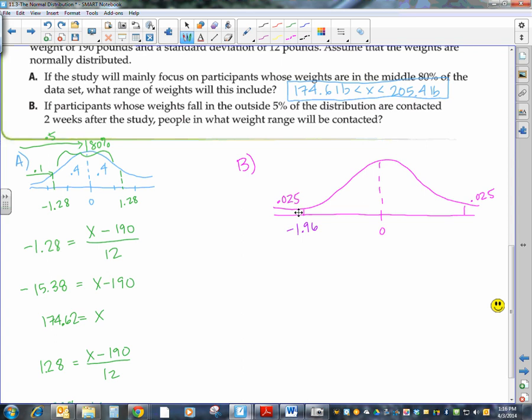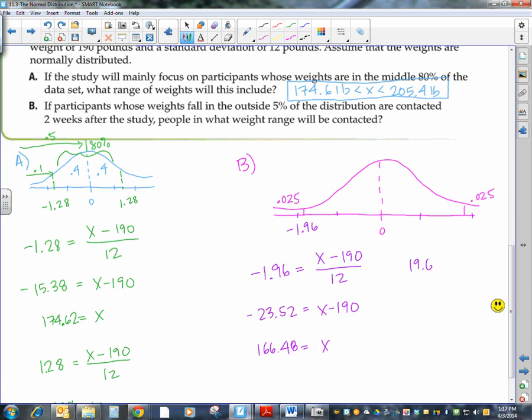Surely you can see that's going to be close to 2 standard deviations, right before it. Again, we're going to set it equal. Negative 1.96 is our data value minus the mean over the standard deviation. Multiply both sides by 12, and that's going to give me negative 23.52 equals x minus 190. So x equals 166.48.